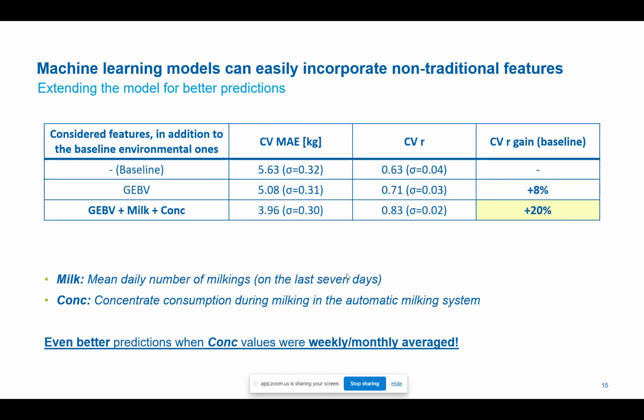So you may argue that knowing concentrate consumption day by day is complicated. It's true, and it cannot be regulated by breeders. But we found out that the predictions are even better when these values of non-traditional features are monthly averaged. We believe it could be possible at least to enforce by breeders the monthly average value of concentrate consumption, and the predictions are even better than those shown in this slide.